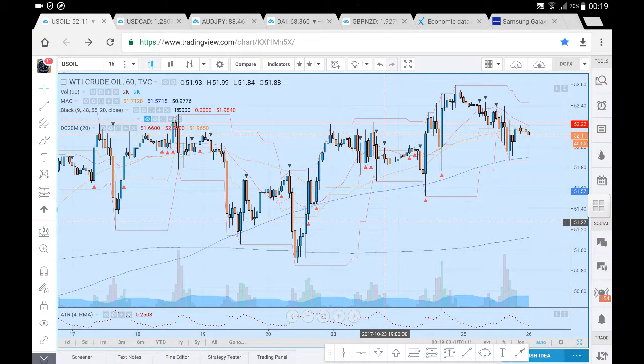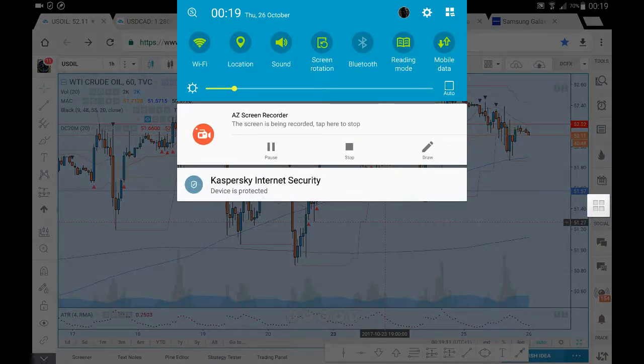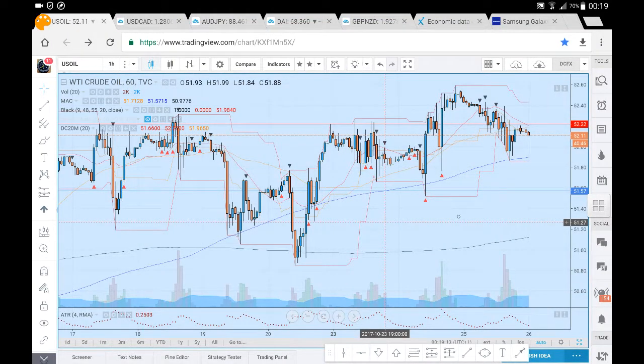So this is a US oil analysis for Thursday 26th of October. US oil, also known as WTI. Now let's just have a look at what happened on the 25th of October for the analysis for the 26th.